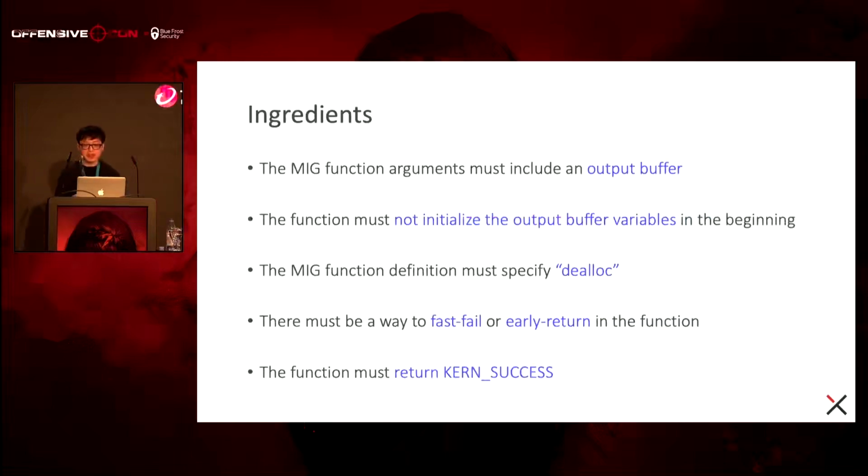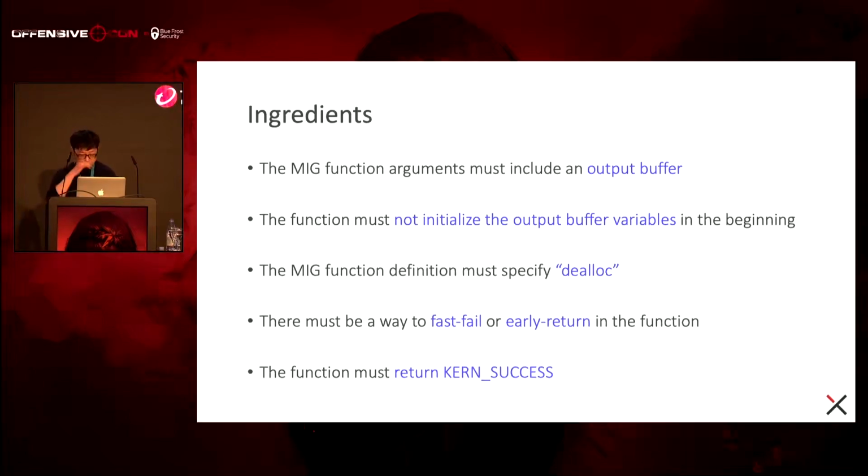First, the MIG arguments must include the output buffer, and the function must also not initialize these output buffers at the beginning of the function. Also, the MIG definition must specify the dealloc flag in the function definition. And next, there must be a way to bail out or return early so the output buffer variables are not initialized to some kind of value in the middle of the function. And finally, the function must return KERN_SUCCESS, but all MIG functions in the PowerD daemon return KERN_SUCCESS.